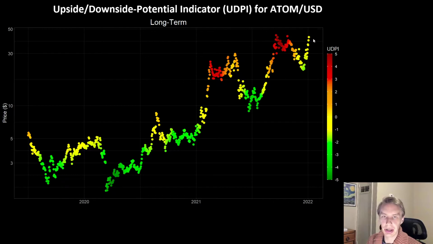So what I want to talk about is, what does our risk indicator, the upside downside potential indicator, think about this move? Does it think that Atom still has more gas left in the tank, or might Atom be running out of steam, at least in the short term?